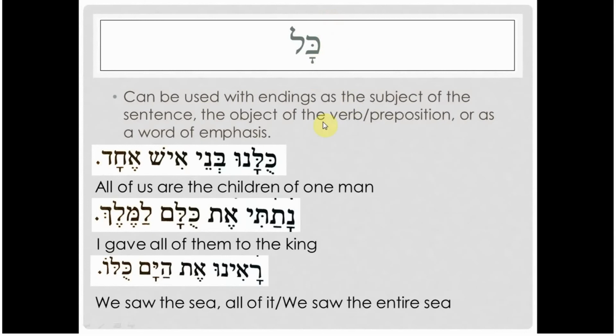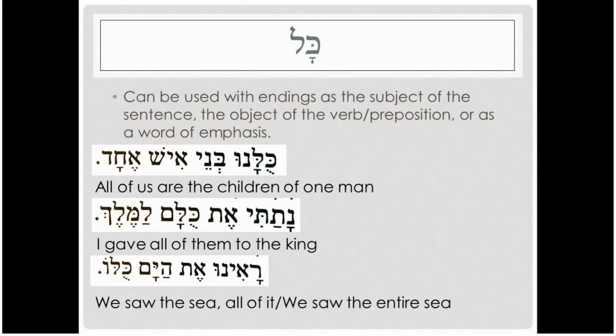We're going to now look at kol. Kol can be used with endings as the subject of the sentence, the object of the verb or preposition, or as a word of emphasis. So it has quite a few uses. Let's look. We'll begin with kol as the subject of a sentence, and then we'll look at the object, and then we'll look at a word of emphasis.